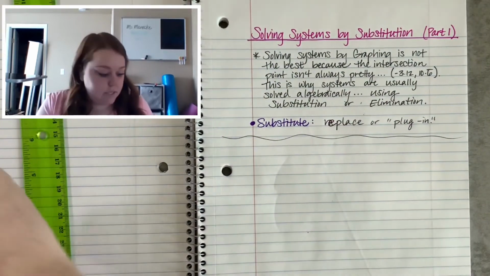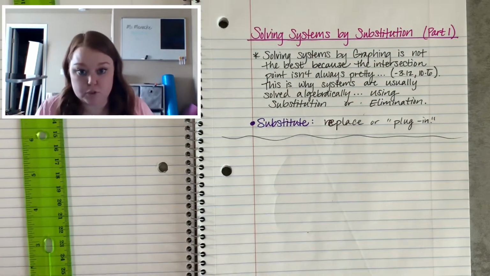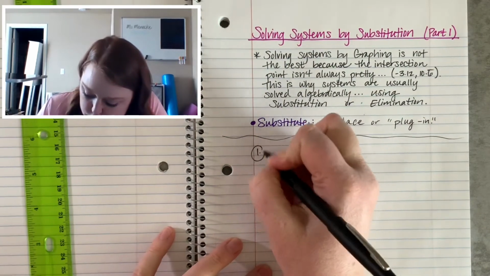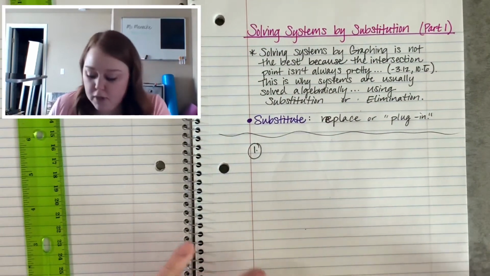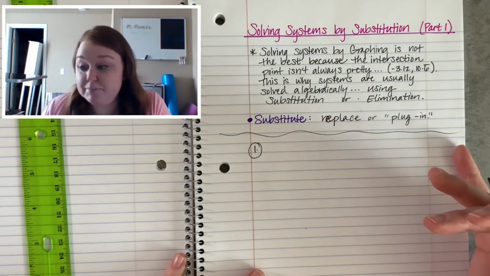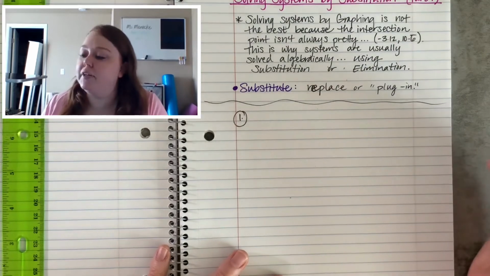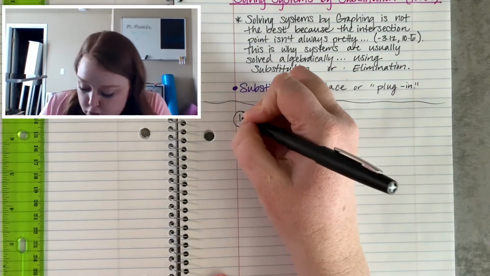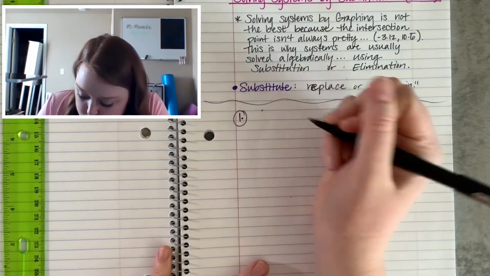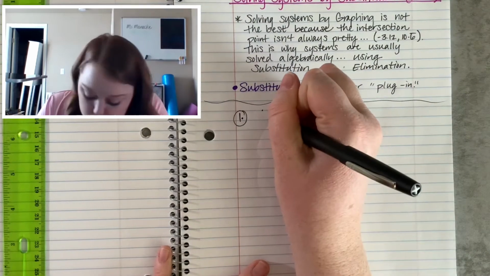Okay, now let's actually do this. Let me show you what substitution really is. So here is question number 1. And we're going to do this step by step, just so it's very clear. We're going to be writing little notes to ourselves, everything like that. So here is your system. So let's write it first.